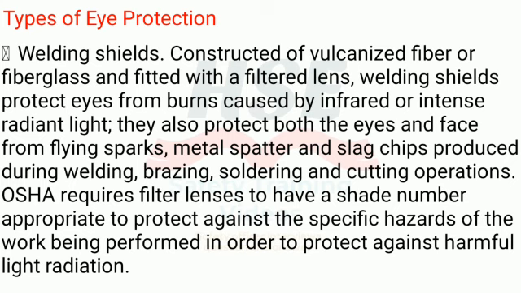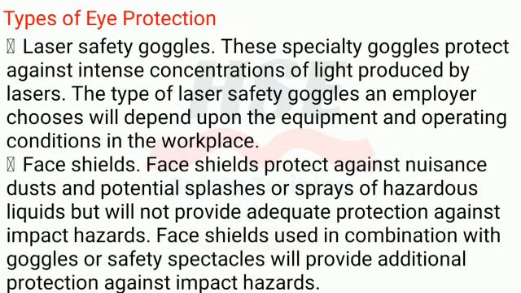Welding shields. Constructed of vulcanized fiber or fiberglass and fitted with a filtered lens, welding shields protect eyes from burns caused by infrared or intense radiant light. They also protect both the eyes and face from flying sparks, metal spatter and slag chips produced during welding, brazing, soldering and cutting operations. OSHA requires filter lenses to have a shade number appropriate to protect against the specific hazards of the work being performed in order to protect against harmful light radiation.